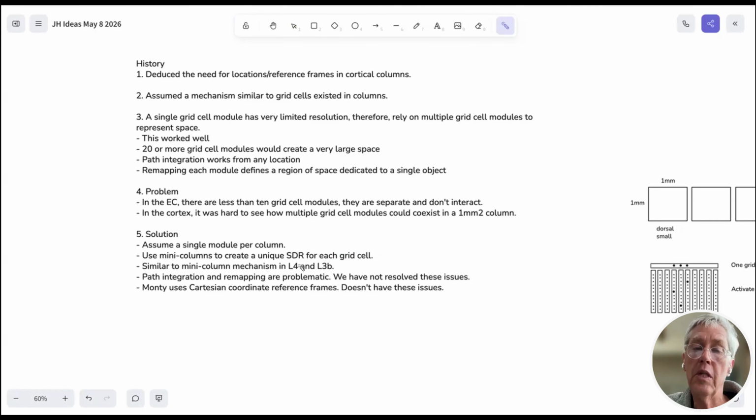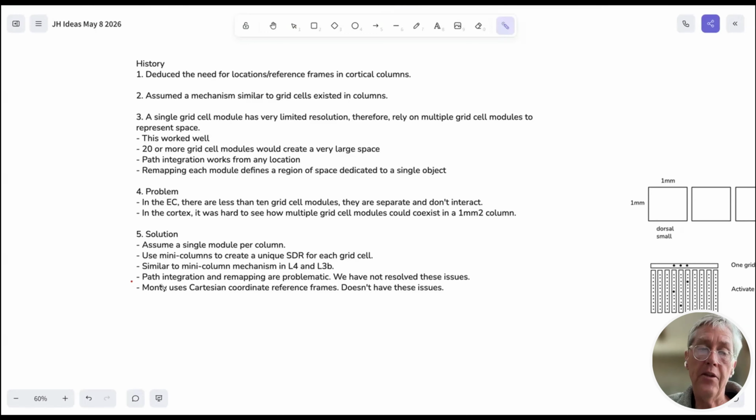So this is similar to what we do in layer 4 and layer 3B. That is, you take a simple representation, you have a mini column of cells, you pick a single cell in each mini column, and now you have a very unique SDR. So that's nice. That would form a very unique location, even if I only had a single grid cell module, because for each grid cell, I'd pick one of n cells, and you'd have a very unique SDR.